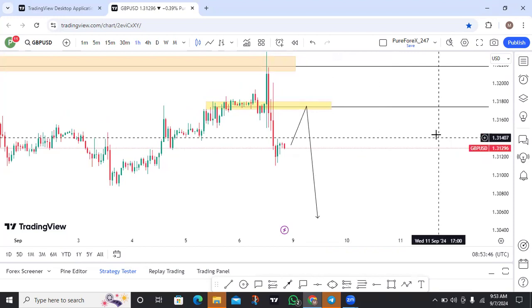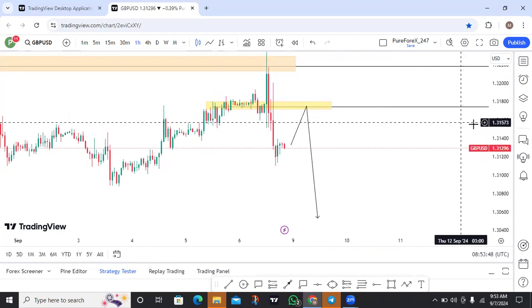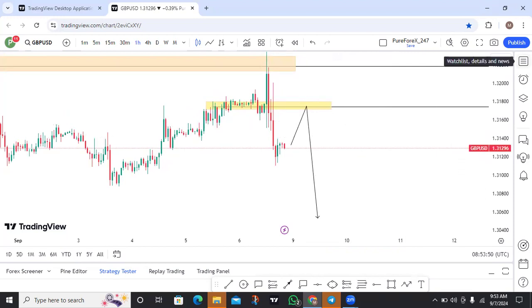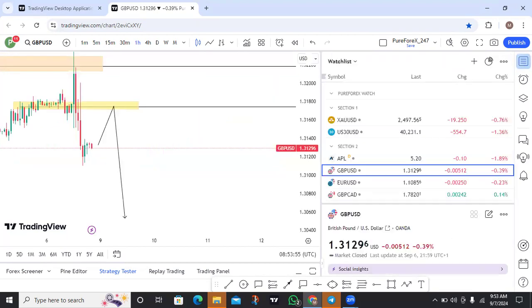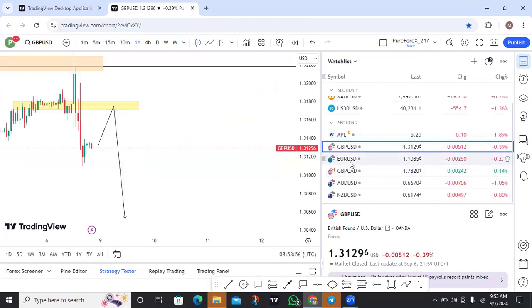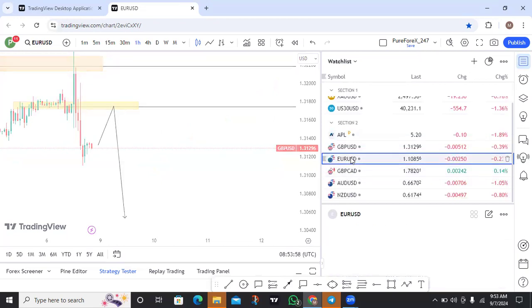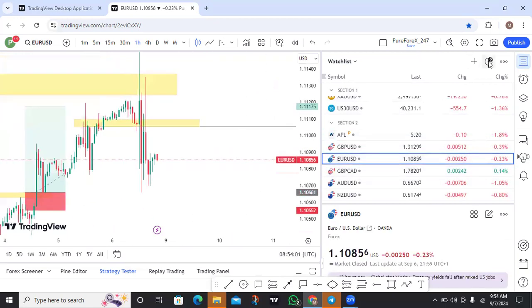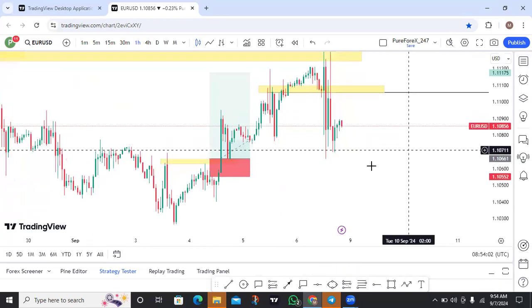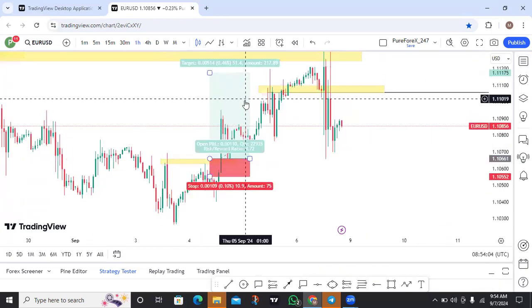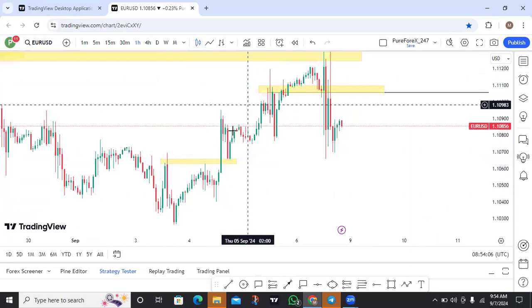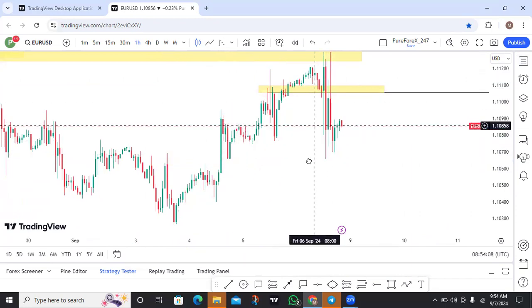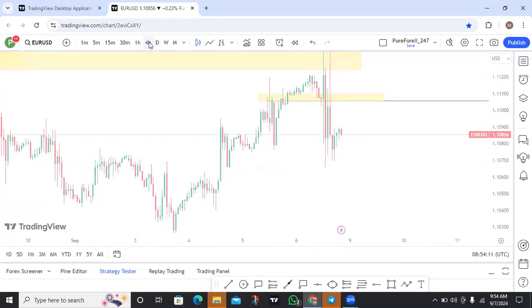So let's look at EURUSD, because EURUSD and GBPUSD, they also look alike, right? So I'm not going to waste much time on this one. Let me clear the chart. So let's go to H4.